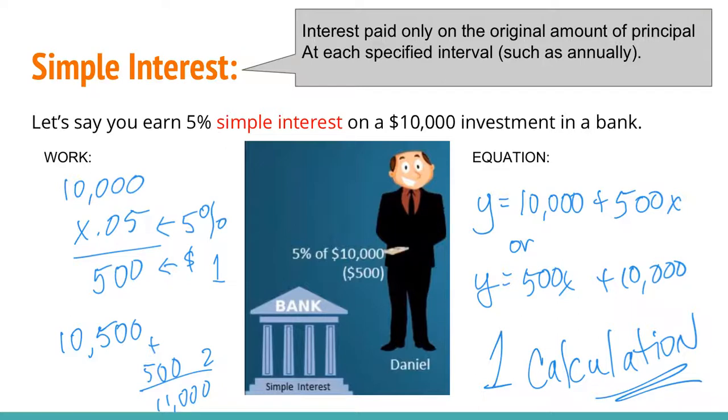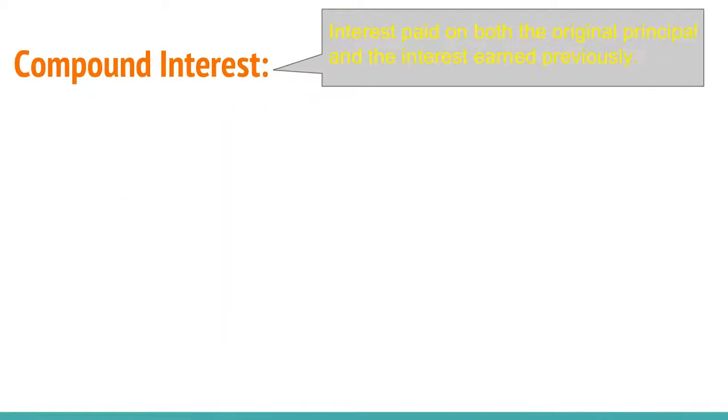This equation over here is starting at $10,000 and we're just adding $500 per time. Or most people would write that as 500x plus 10,000 in more of a y equals mx plus b formatting. The key to knowing about this particular type of problem is that it's one calculation. There's one thing you're calculating, and what you're calculating is that interest one time, and that's the amount that you get every year.